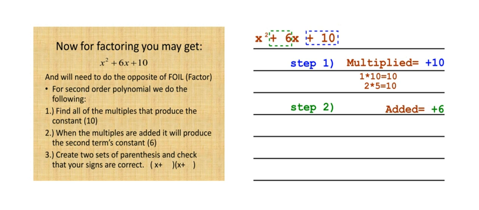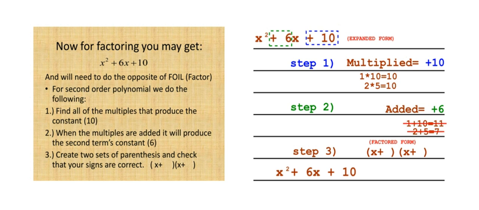So, when added, it gives us 6. If we take 1 plus 10, that gives us 11. That doesn't work. 2 plus 5 gives us 7. That doesn't work either. So both of those don't work for step 2. It means we can't proceed on to step 3, since we don't have a right combination. From the expanded form, we are unable to factor in this case. So therefore, x squared plus 6x plus 10 is a prime polynomial.